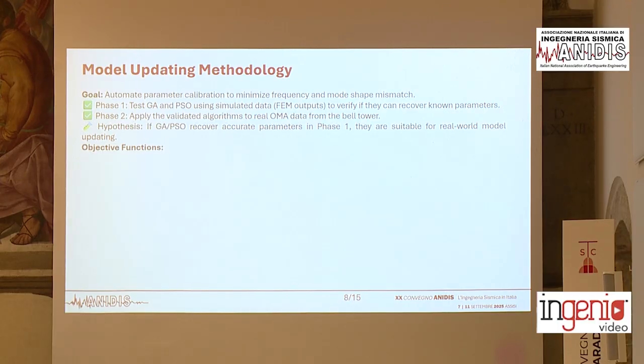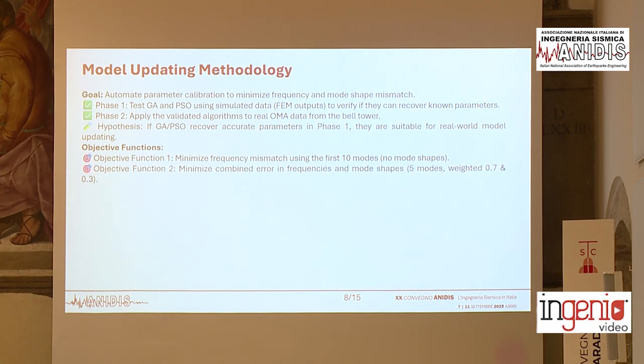For the validation of the methods, a two-phase approach was utilized. At the first stage, the output of the initial finite element simulation was considered as experimental data, in order to check if the genetic algorithm and PSO are able to recover the known parameters that we already used for the initial model. And the second phase is utilizing the real data for the real calibration of the structure.